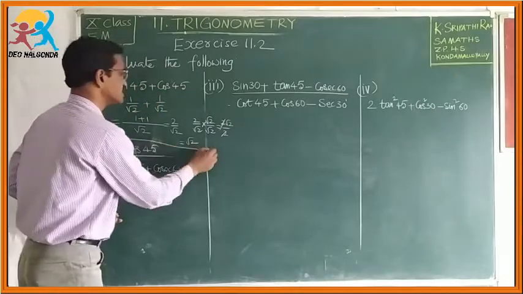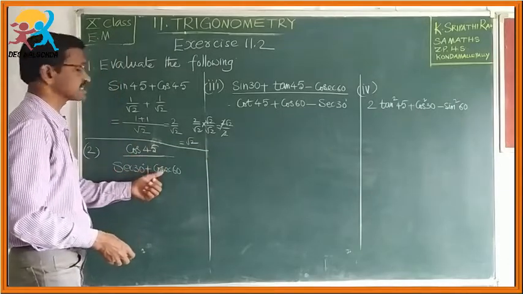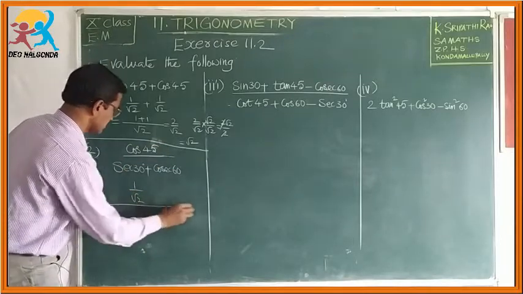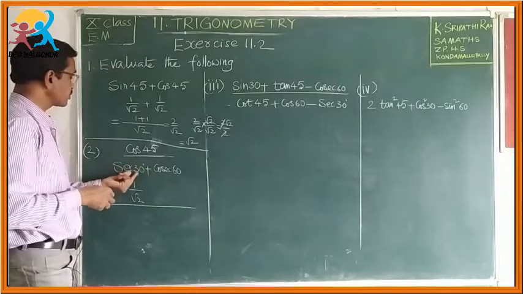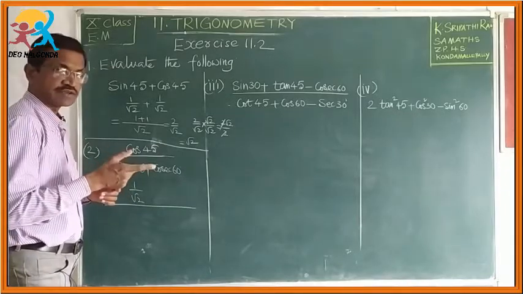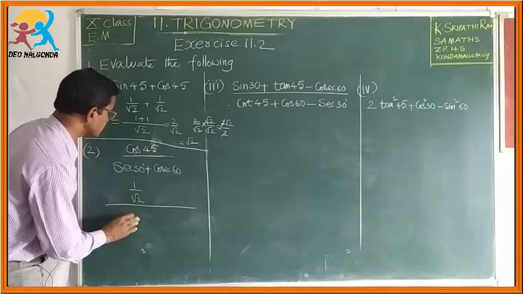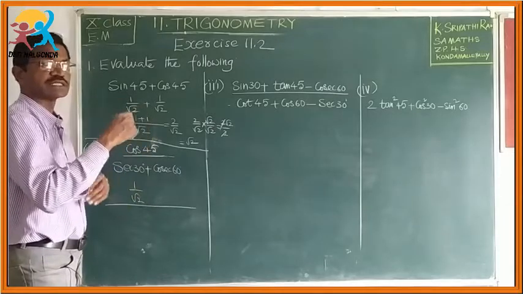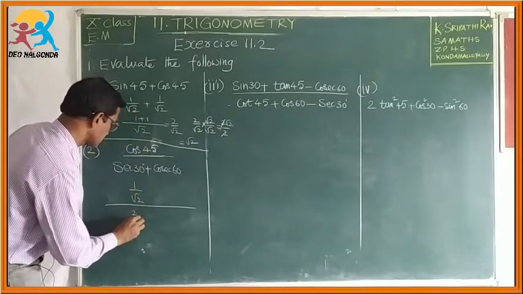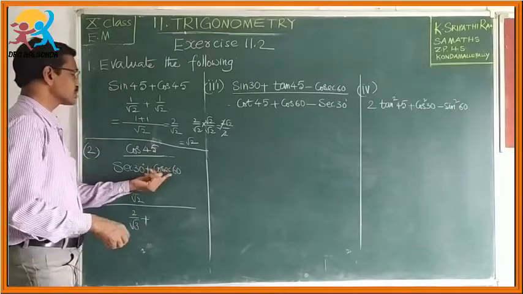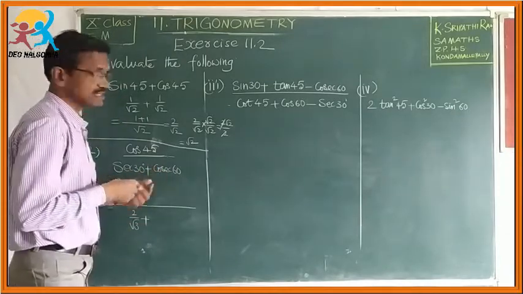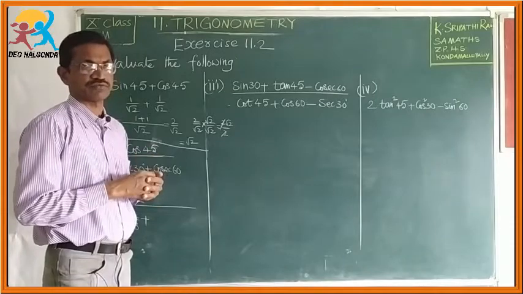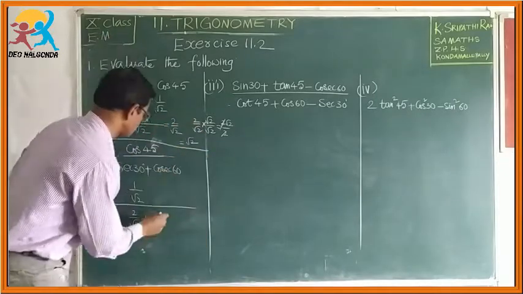Next, let us solve this problem. Cos 45 by sec 30 plus cosec 60. Cos 45 value is 1 by root 2, we know that. Sec 30 value, this is the reciprocal of cos 30. So, cos 30 value is root 3 by 2. So, sec 30 value is the inverse of cos 30, root 3 by 2, its reciprocal is 2 by root 3, plus cosec 60 value. Cosec 60 is the reciprocal of sin 60. We know sin 60 value is root 3 by 2. Its reciprocal is 2 by root 3.